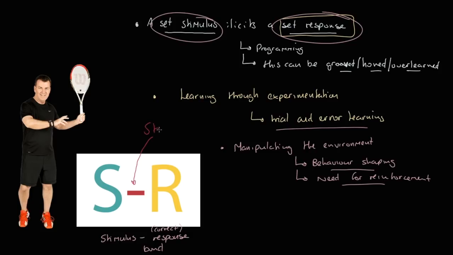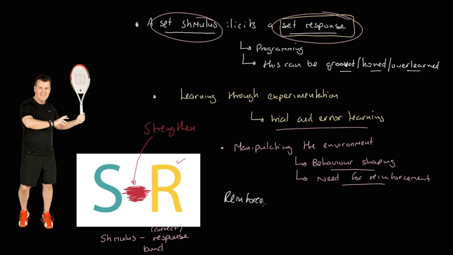So assuming for a second that we are looking at the correct response to a set of stimuli, we want to strengthen and thicken this bond between the two things so that reproduction of that correct response is much more likely. And we can only do that, according to operant conditioning, through the trial and error manipulated environment behavior shaping model. But we can also strengthen this bond, as I said a moment ago, through the processes of reinforcement.